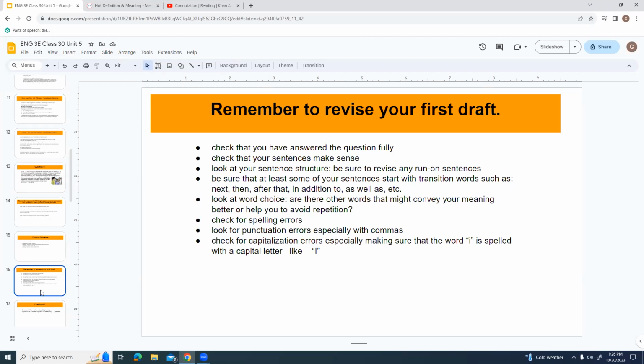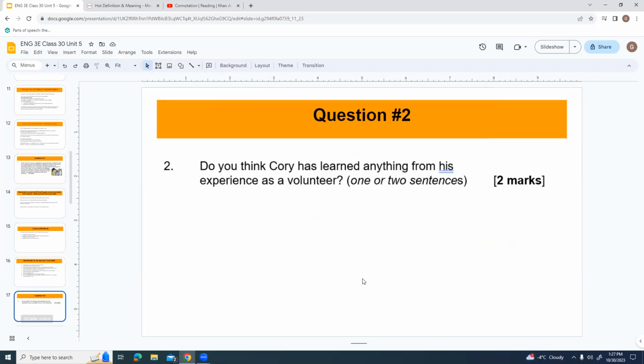Check for capitalization errors, especially making sure that the word I is always written with a capital letter, okay? Some people are still doing a lowercase i with the dot over it, but you can't do that because it's referring to a person. It's kind of like a name, and just like you wouldn't spell somebody's name with a lowercase letter in the front, we don't use a lowercase letter for the word I.